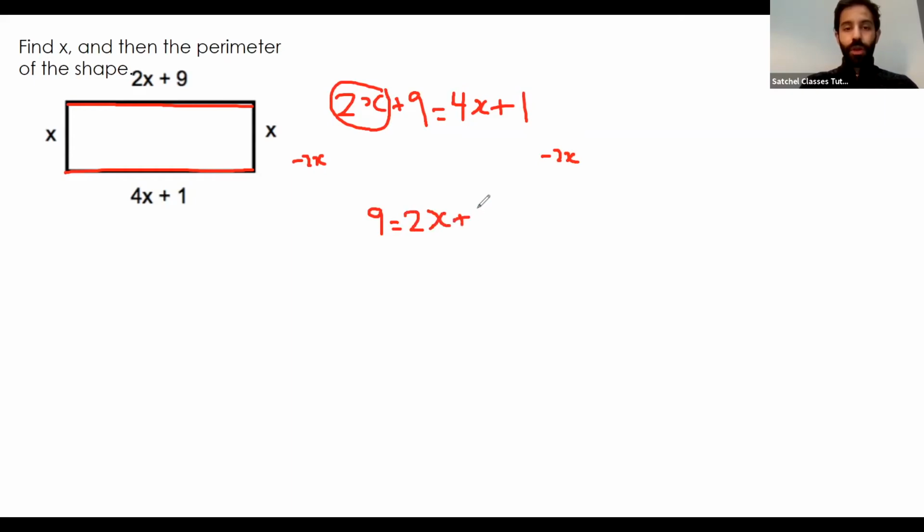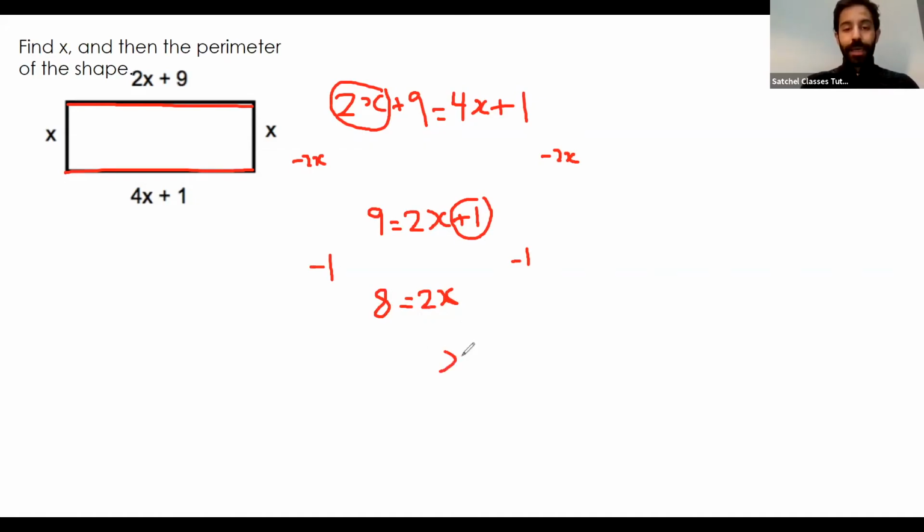plus 1. Now we want to get x on its own. We want to isolate x. So I'm going to get rid of this addition. So instead of adding 1, we'll do the opposite. We'll take 1 away. So 1 take away 1 is just 0. So we're left with 2x. And 9 minus 1 will just give us 8. So 2x is equal to 8.